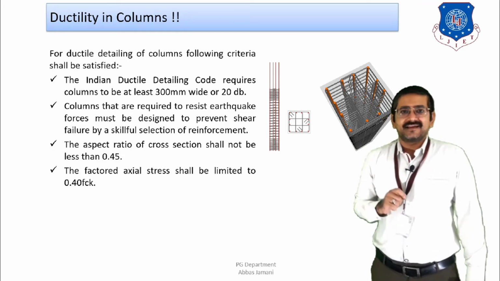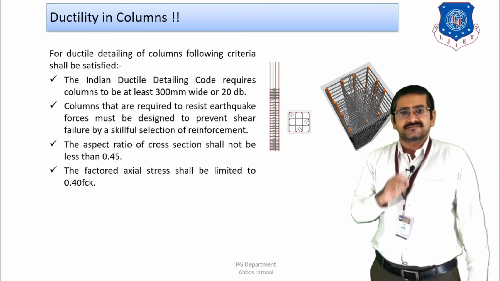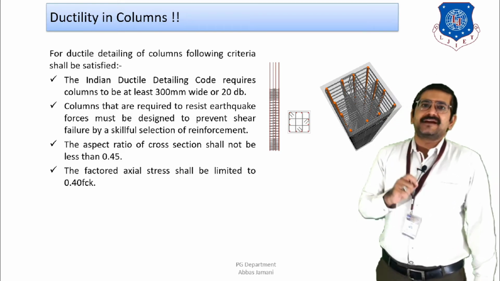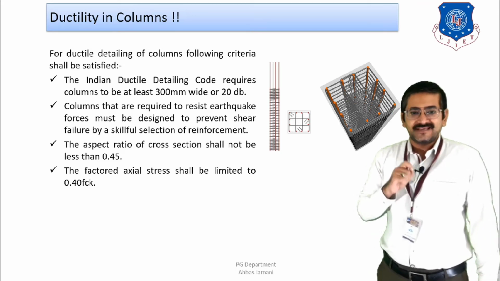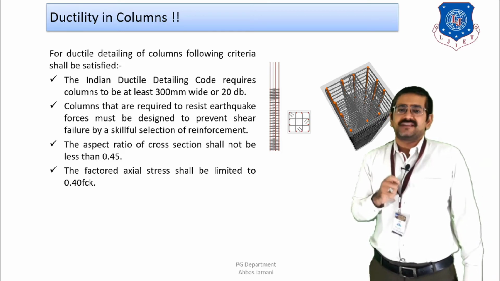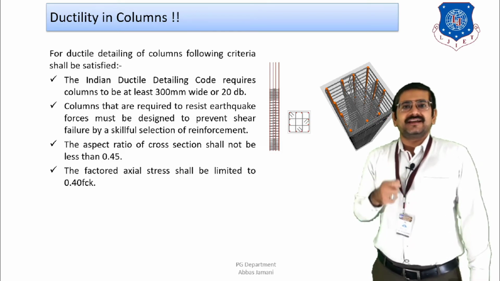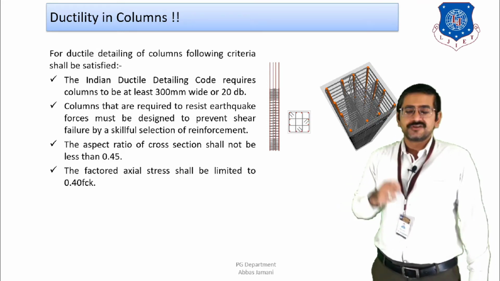Then the second criterion is that it should be capable of resisting the horizontal shear that is introduced by the earthquake forces. And for that, the aspect ratio of the cross section of the column should not be less than 0.45. If you talk about the definition of aspect ratio, then it is the ratio of smaller dimension to larger dimension, that is B by D, which should not be less than 0.45.